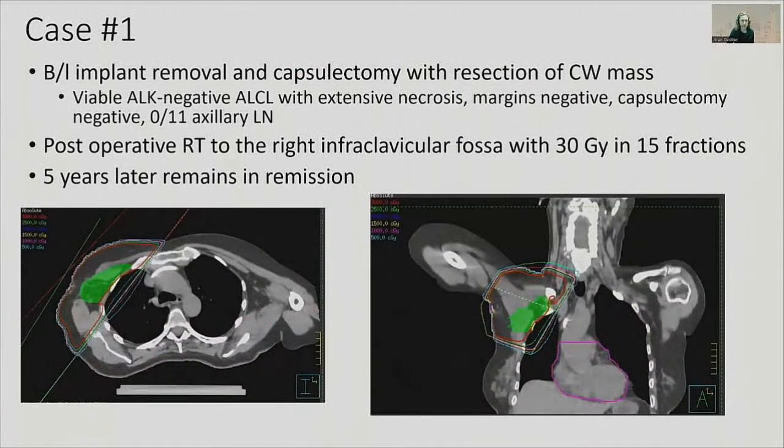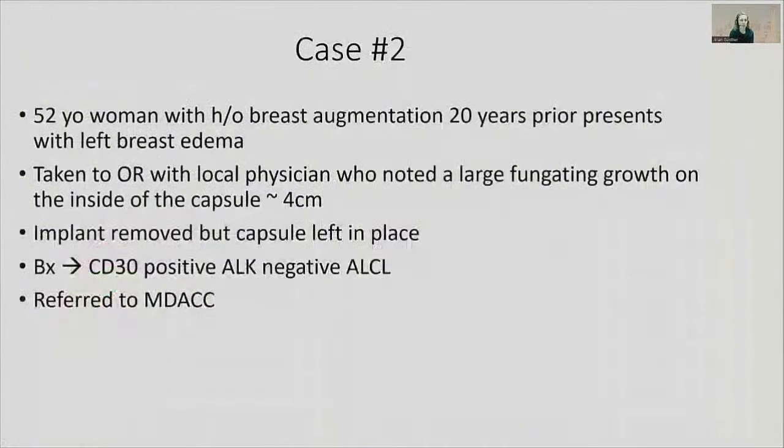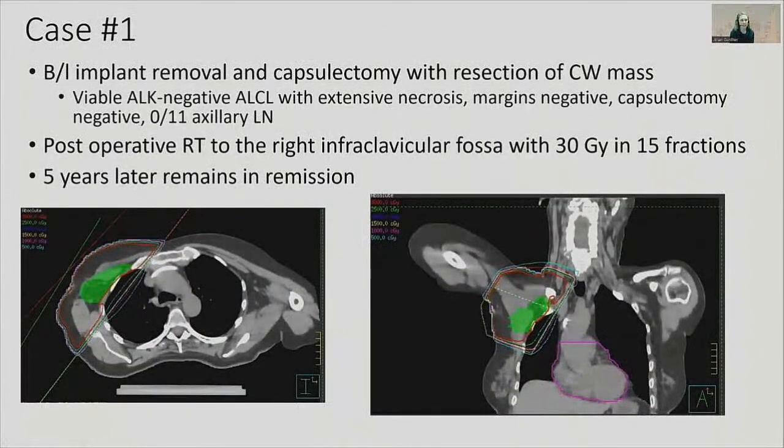She underwent a bilateral implant removal and capsulectomy with resection of the chest wall mass and was found to have viable ALK negative ALCL with extensive necrosis. The margins were negative, the capsulectomy was negative, and there were no axillary lymph nodes involved. Postoperative radiation was recommended to the right infraclavicular fossa. The dose was 30 gray in 15 fractions. You can see that this radiation plan is designed to keep as much dose as possible off of her lung and off of her heart. 5 years later, she remains in remission.